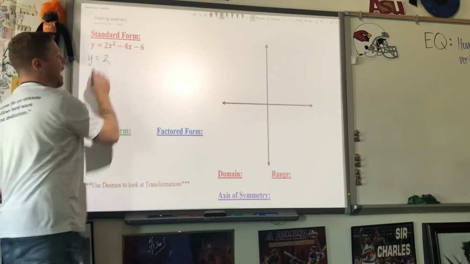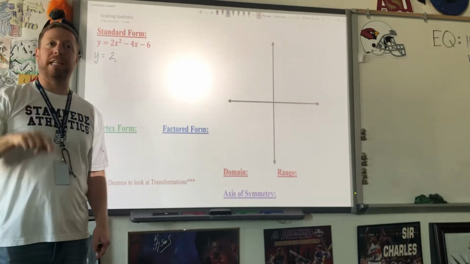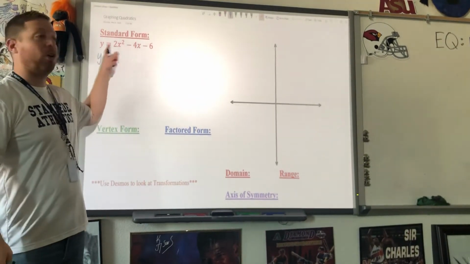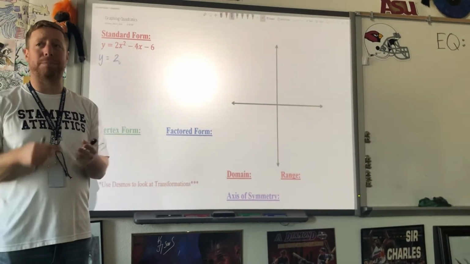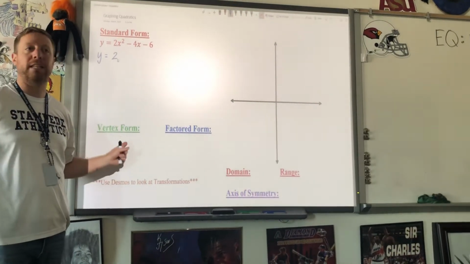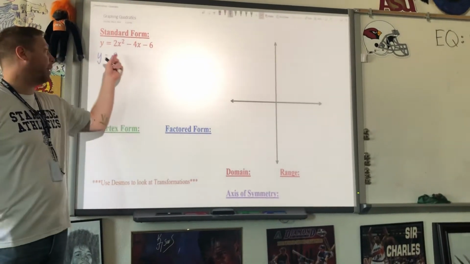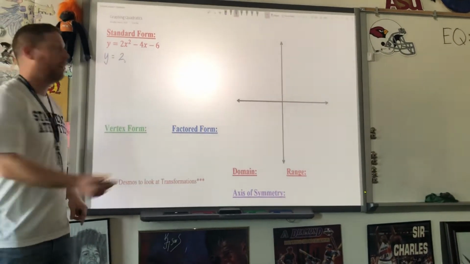I am going to factor out this 2 because you cannot complete the square if you have a leading coefficient other than 1. And for people that were absent yesterday, how you switch from standard form to vertex form is by completing the square. That's what it's called. But everybody forgets, you cannot complete the square if you have a leading coefficient other than 1. So I just factor it out.